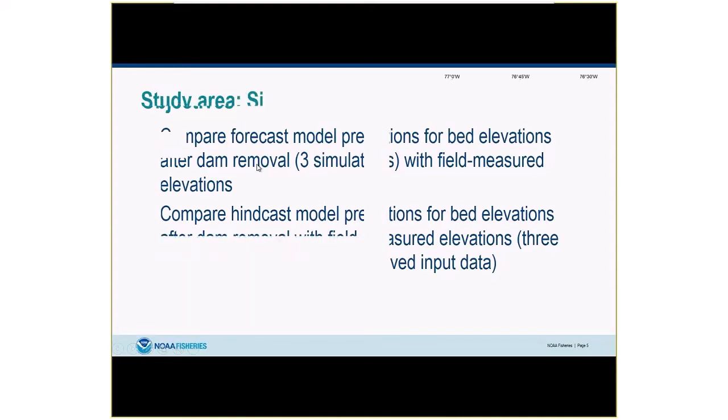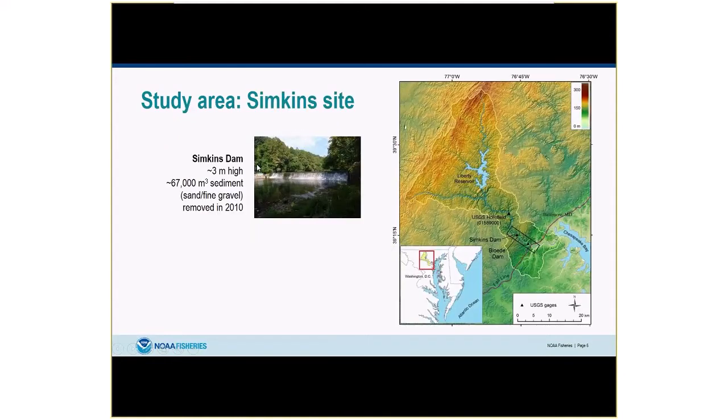So now that we know the study motivation and objectives, I'd like to describe the study area. The Simkins Dam was in the Patapsco River watershed, which is shown in this LiDAR-based image on your right. It's west and southwest of Baltimore, so my cursor's over Baltimore right now. And it discharges directly to Chesapeake Bay.